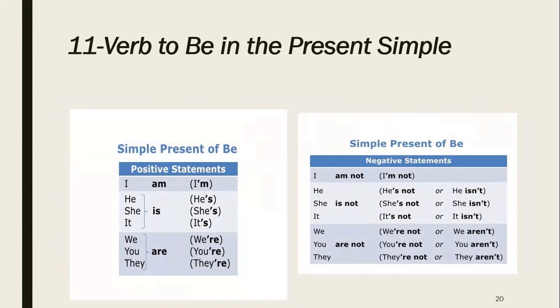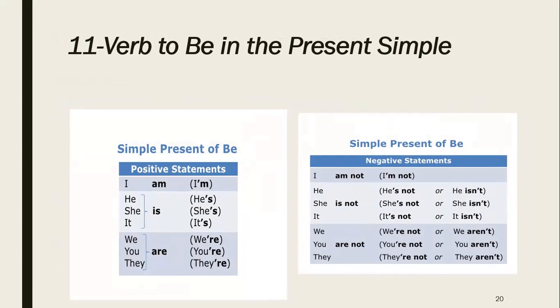Am only goes with I, so we say I am. It can have a short form, I'm. He, she, or it is. The short form here cancels the i and just adds the apostrophe, so he's, she's, etc. So what is the difference between he is and he's, between I am and I'm?